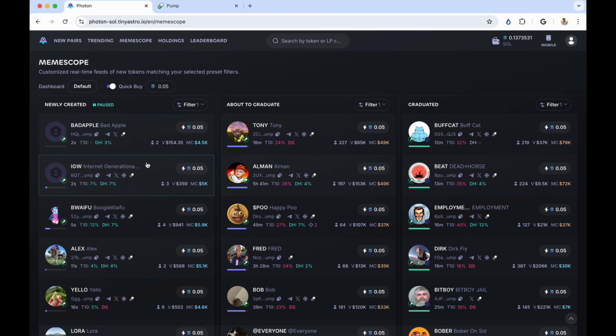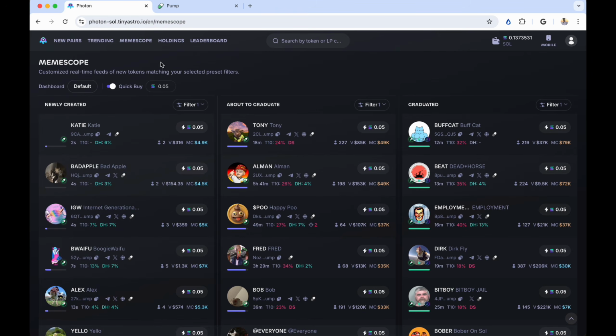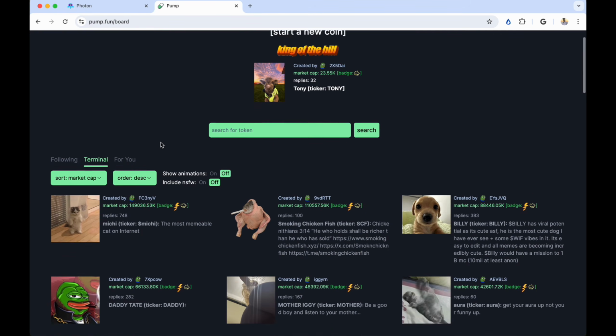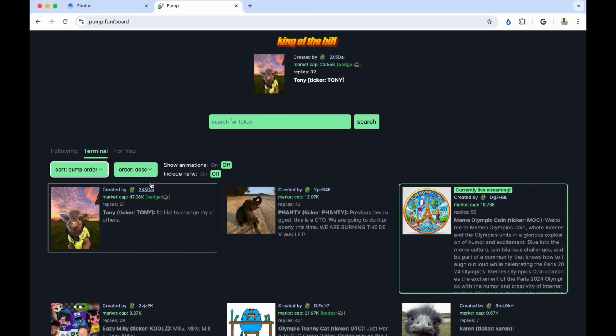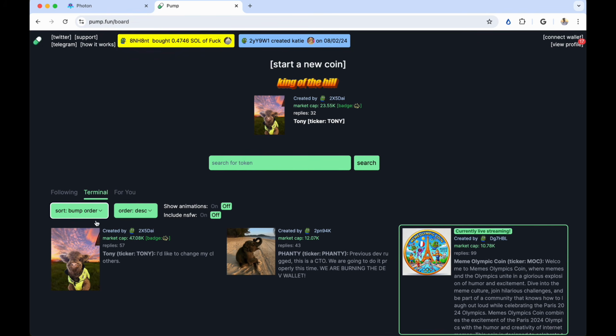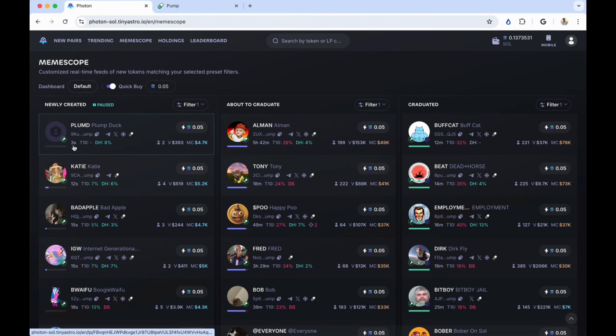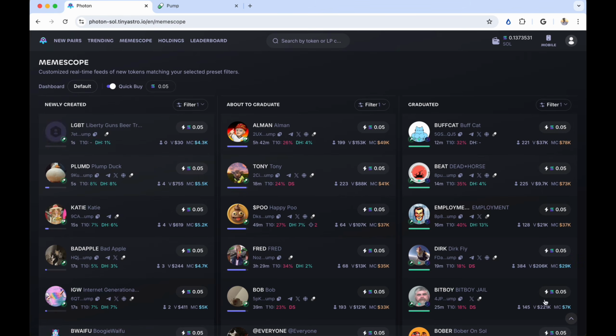It is basically coins that have been created immediately, and it's probably even faster than going to bump order or trying to get the fastest one right here. This is probably going to be a lot faster. You can see 1 second ago, 2 seconds ago, just how quick some of these coins are being created.